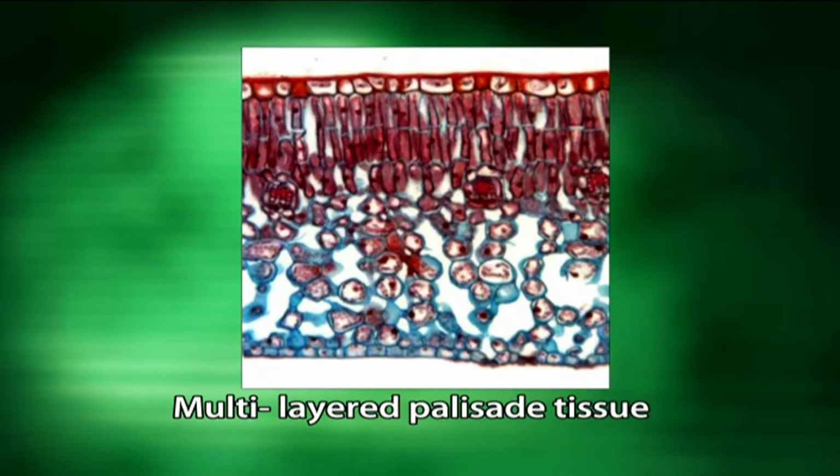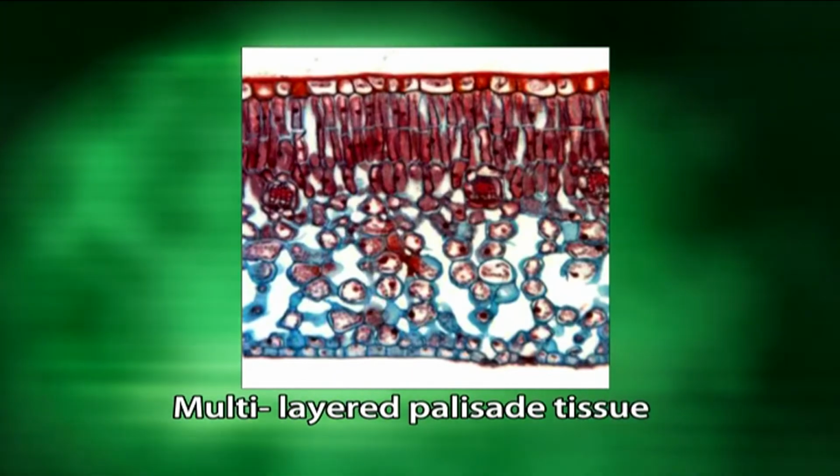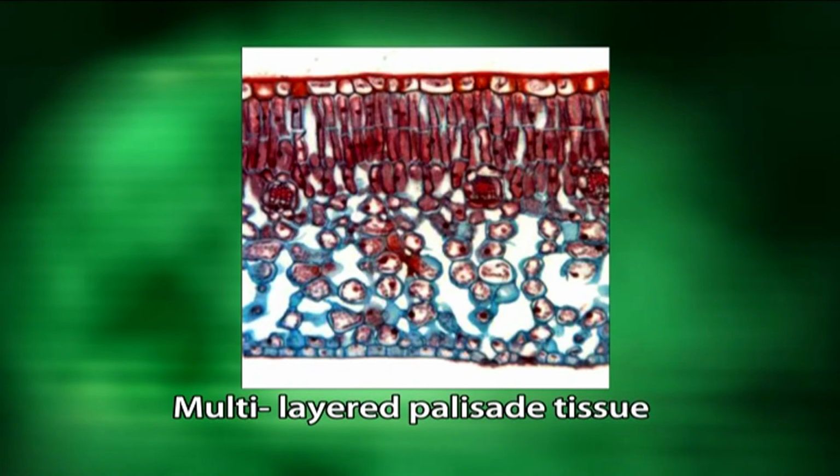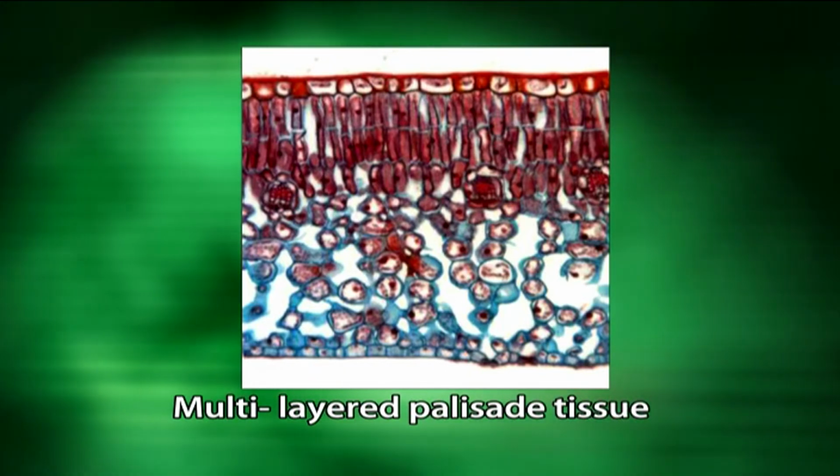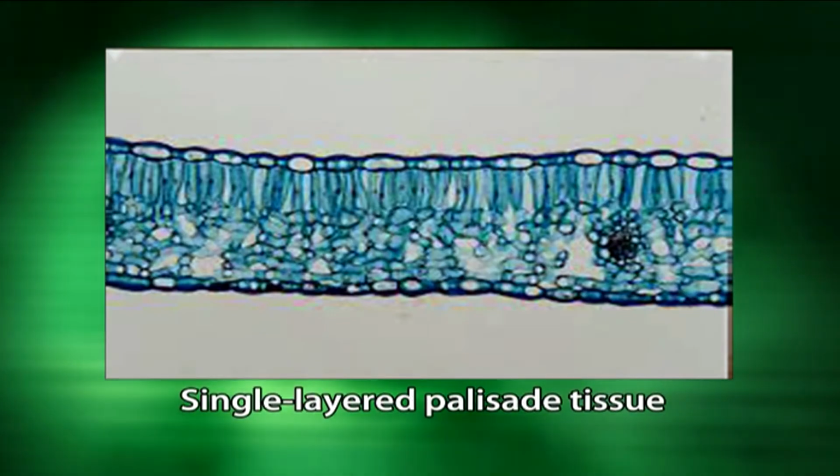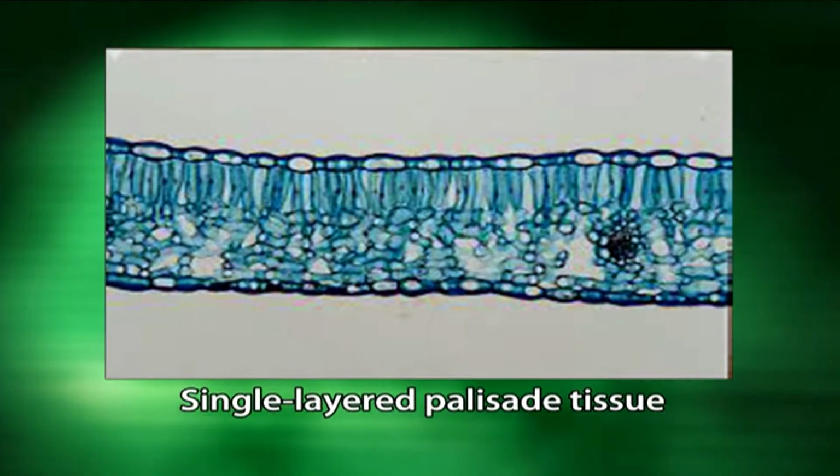The palisade tissue is multilayered in leaves of sun-loving plants, or plants which are adapted to higher light intensities, while the leaves of shade-loving plants have a single layer of palisade tissue. The multilayered palisade tissue is indicative of a higher rate of photosynthesis in heliophytes than in xerophytes, which generally have a single layered palisade tissue in their leaves.